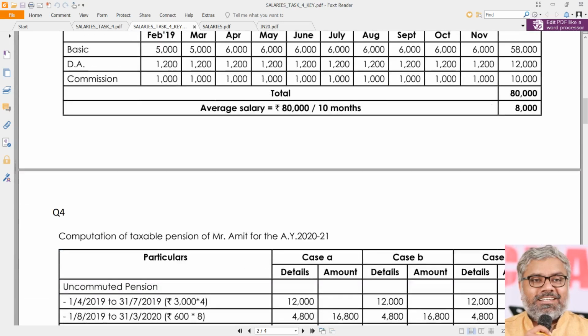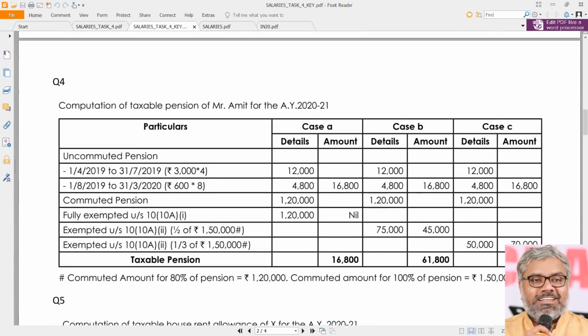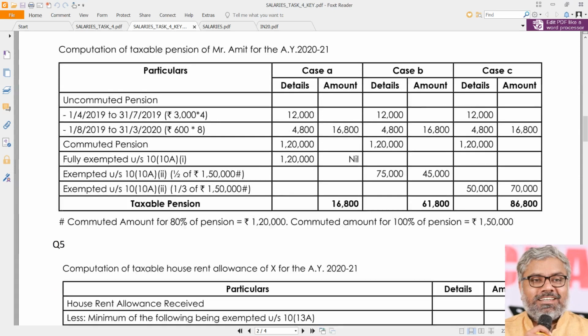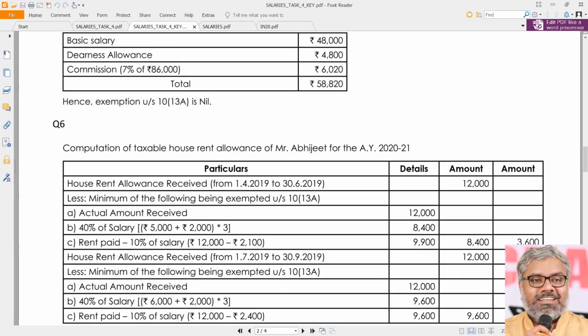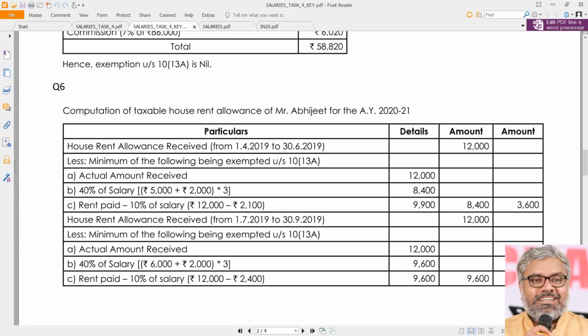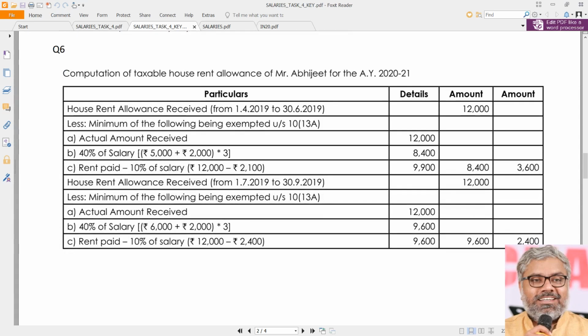And other aspects are more or less straightforward related to pension and all. Those are mostly straightforward questions. But once again, the question number 6 is a very important type of question. What we have to observe in question number 6 is the HRA exemption is dependent on many factors, and if any one of the factors changes, calculation changes. That is a point to be noted.